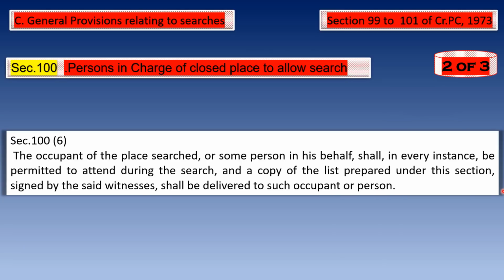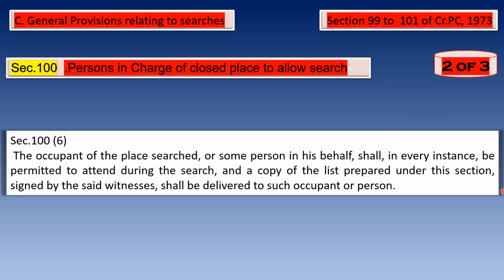Subsection 6 of Section 100 of Criminal Procedure Code 1973 is trying to explain to us that when the search team has prepared a list of articles which they are going to take away with them or take in their custody, that list which has been signed by the witnesses, a copy of that list will be given to the occupant or person, meaning the person either who was present in that place which was being searched or the person who is in charge of the place which was being searched.